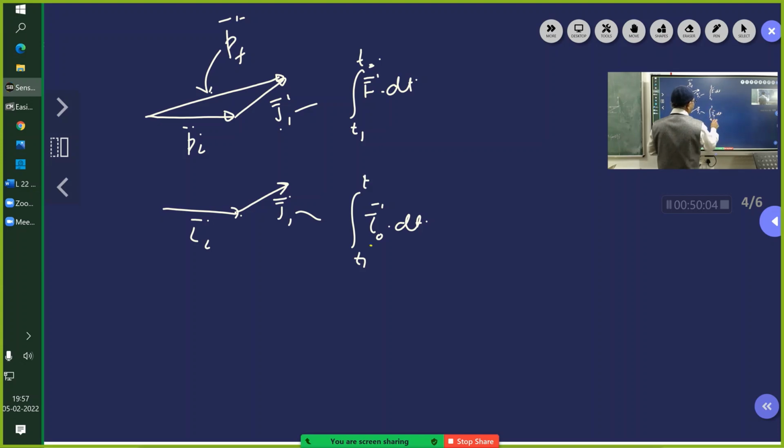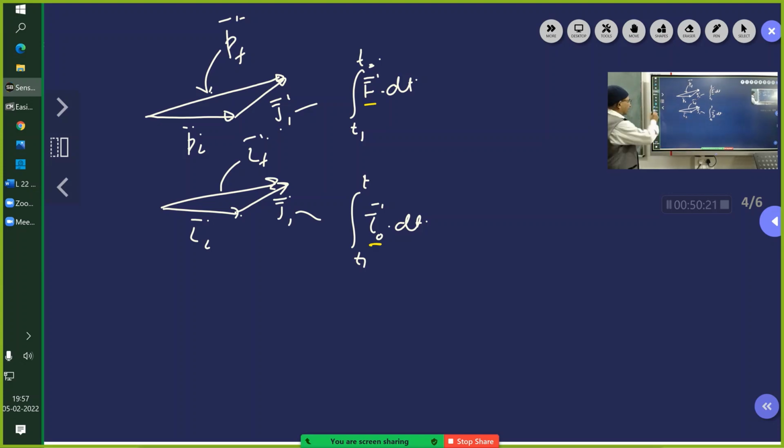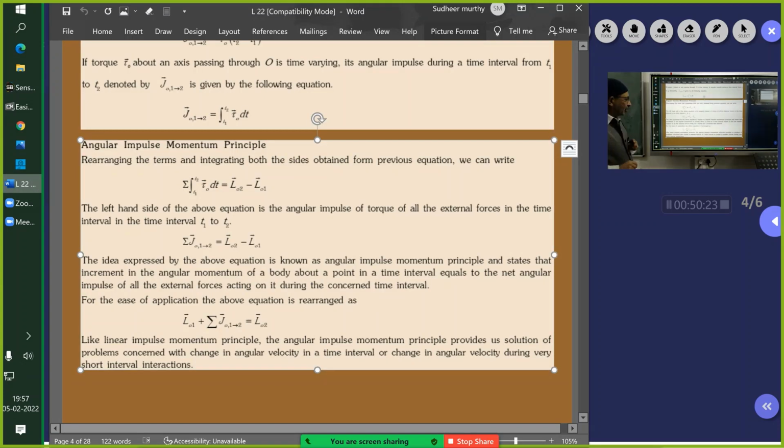Why? Because you have to always reference it with respect to a point. As far as force is concerned, there is no reference. This force is acting on a body or a particle, you simply write F_i. So here it is this, and that makes a difference. And this gives you the L_F. Okay, friends?